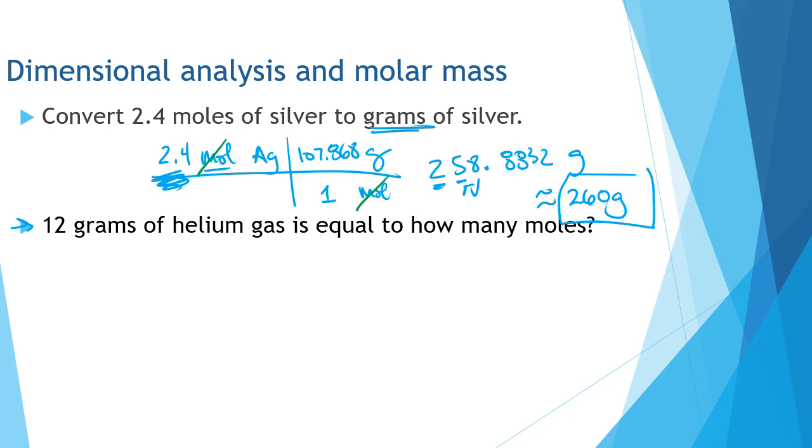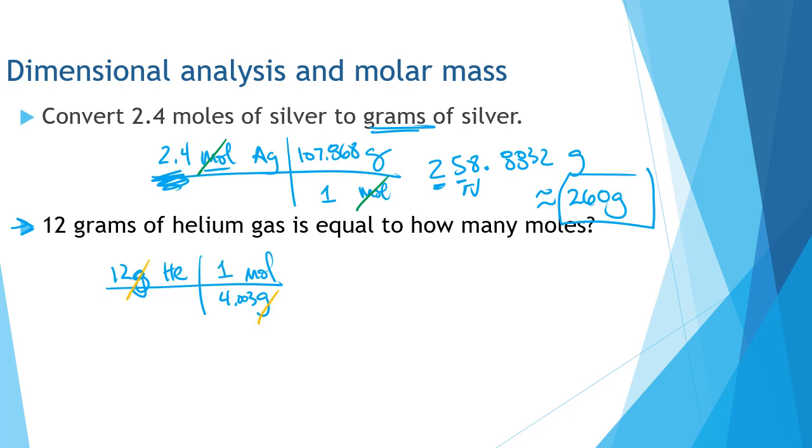How about this one? 12 grams of helium gas. We're going to convert those grams to moles. I have grams on top. I'm going to put grams on bottom to cancel out, moles on top because that's what I want to convert to. The handy dandy periodic table tells us that helium has a mass of 4.003 grams per mole.